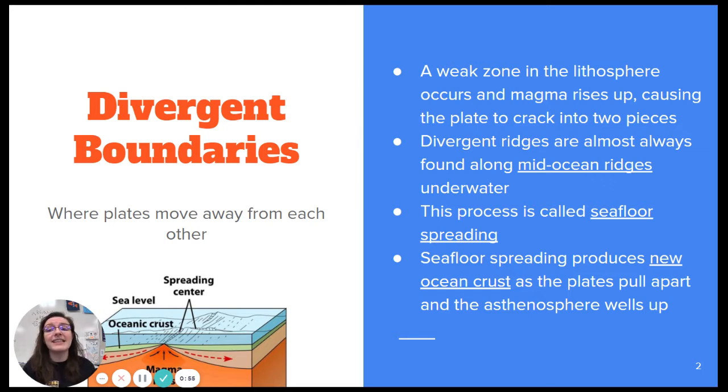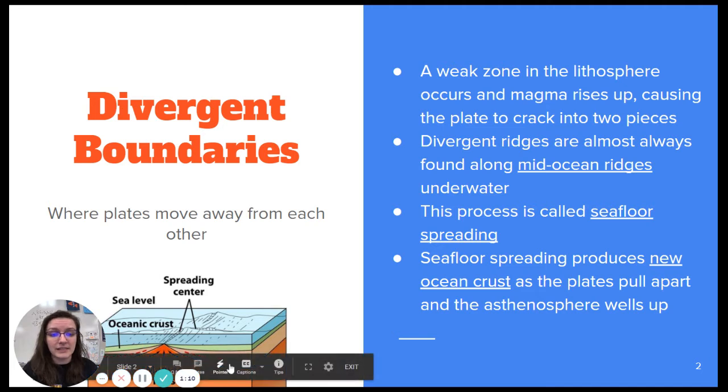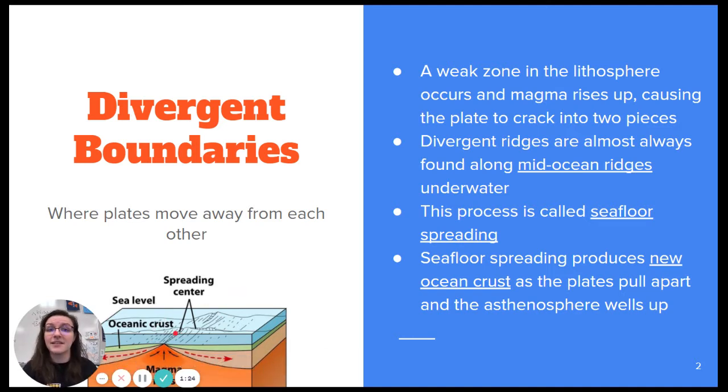Lots of times you find these along mid-ocean ridges underwater. So the Mid-Atlantic Ridge is a well-known mid-ocean ridge where the seafloor is spreading. The seafloor is moving apart from each other. So we can see down here there is a weak spot in the crust where magma has pushed up, leading to a ridge, kind of almost like a low mountain on either side, and a gap in the middle where new crust is being made. That's the key thing with divergent boundaries, is that new crust is being formed.